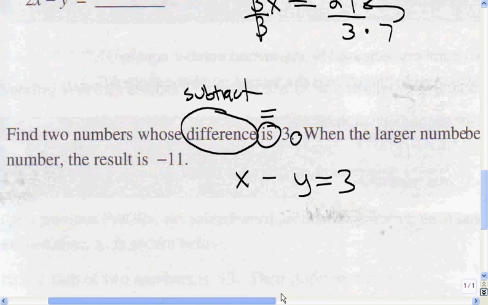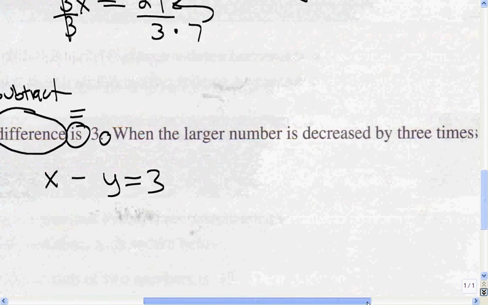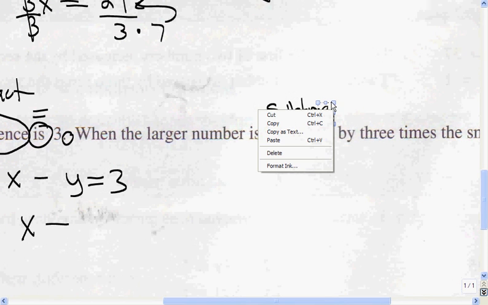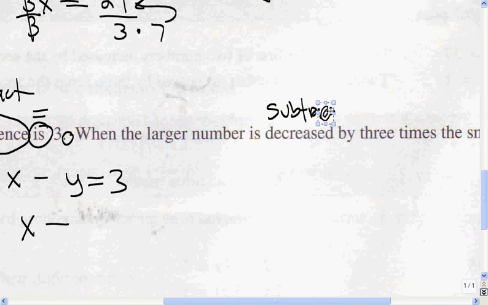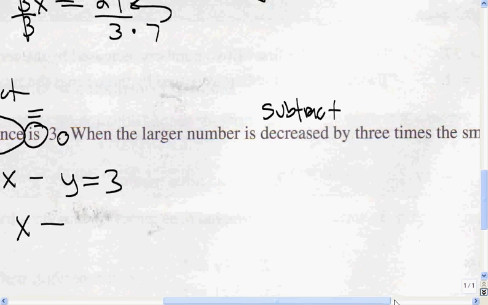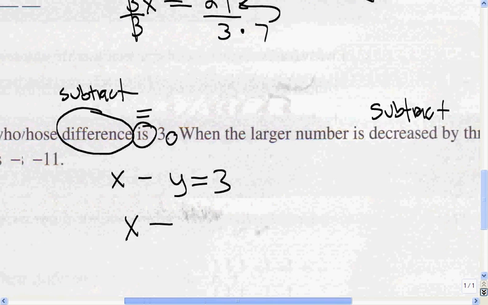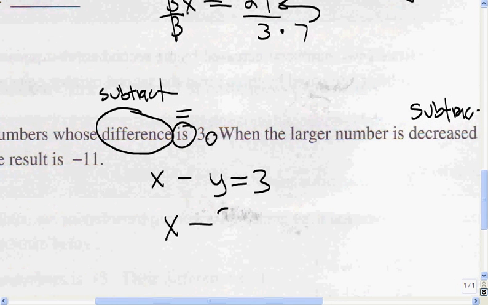Now let's look at the other part of our equation, which says when the larger number is decreased by 3 times the smaller number. So x is the larger number, and it's going to be decreased, or again we know, subtract. By 3 times the smaller number, and y is the smaller number, so 3 times the smaller number. The result is, which means equals again, the result is negative 11.